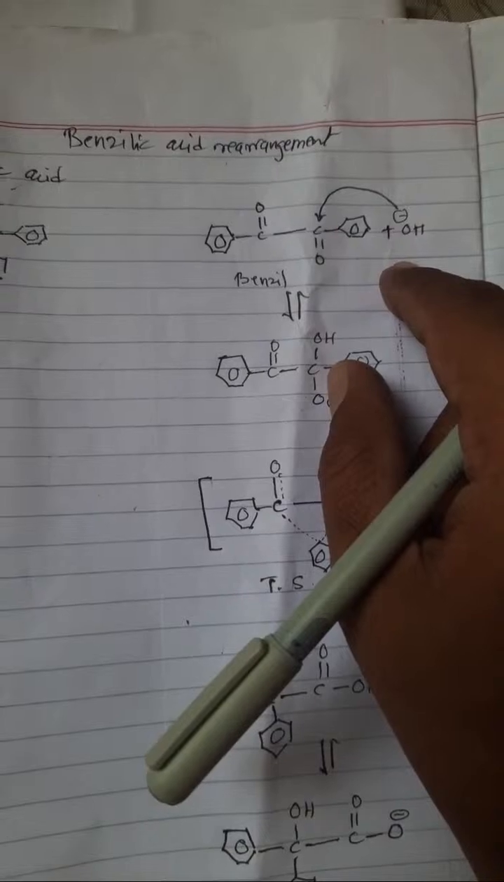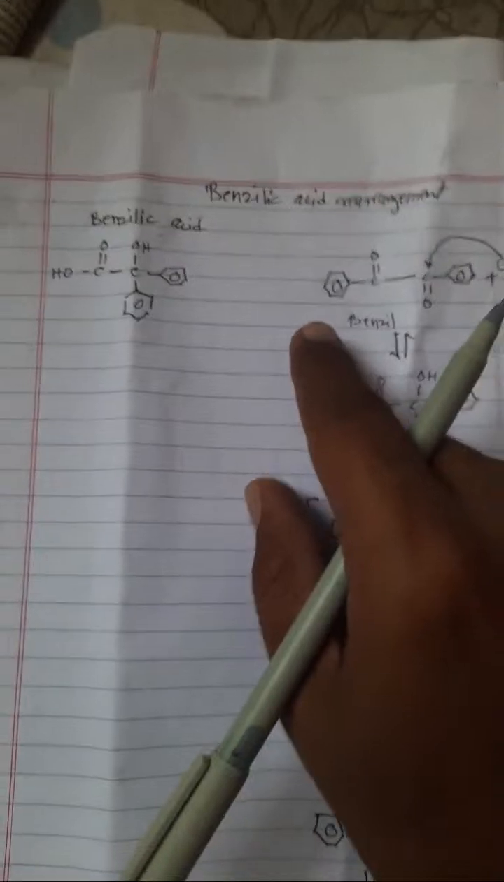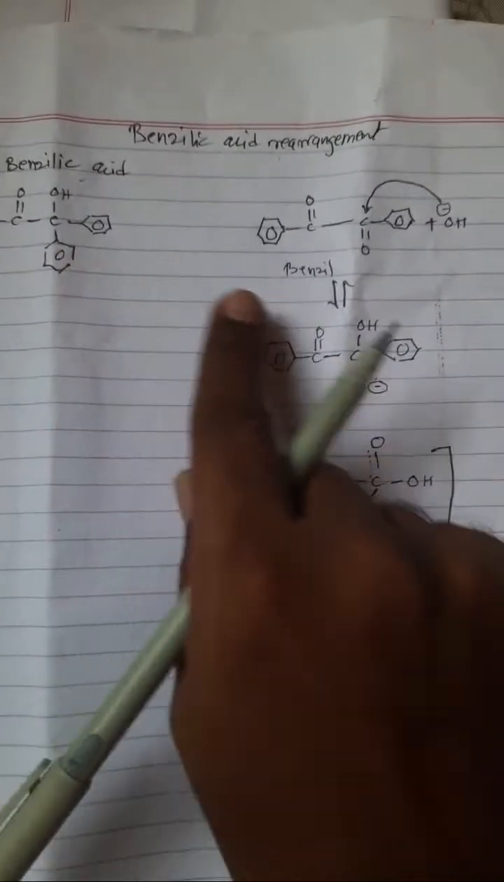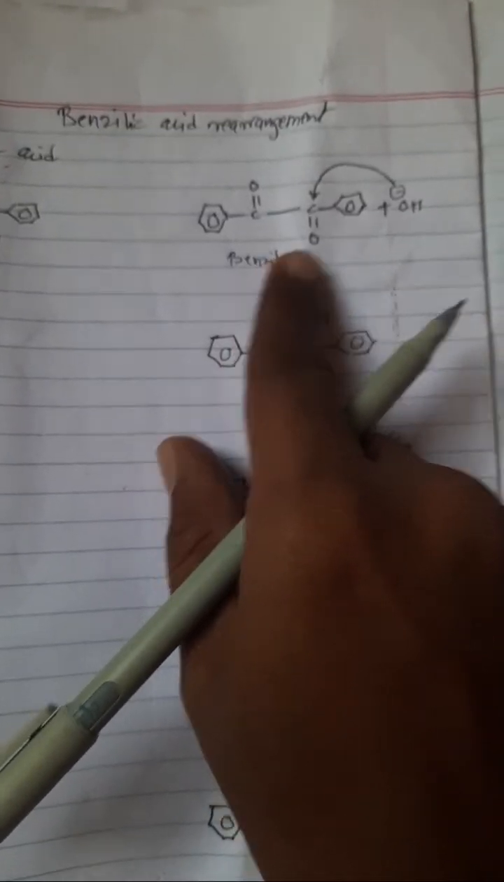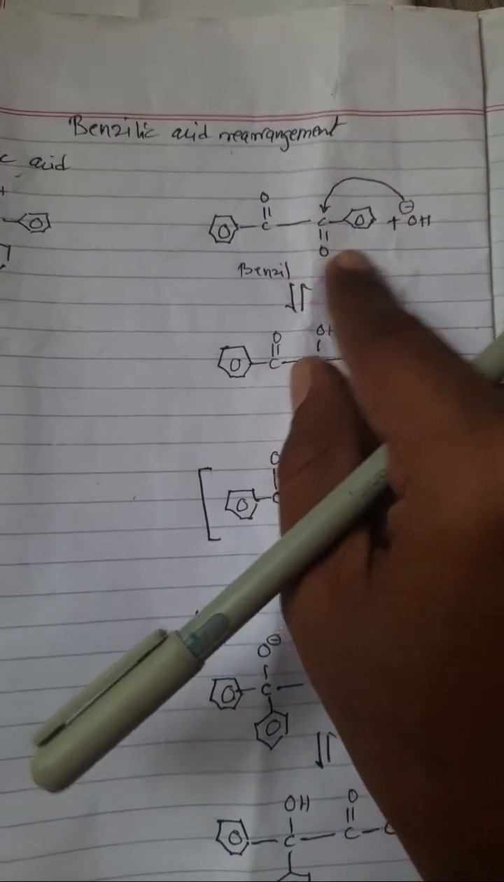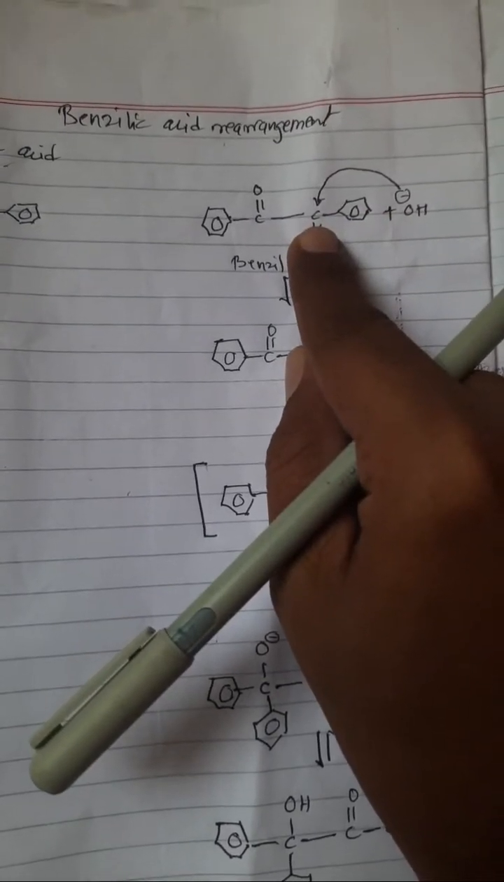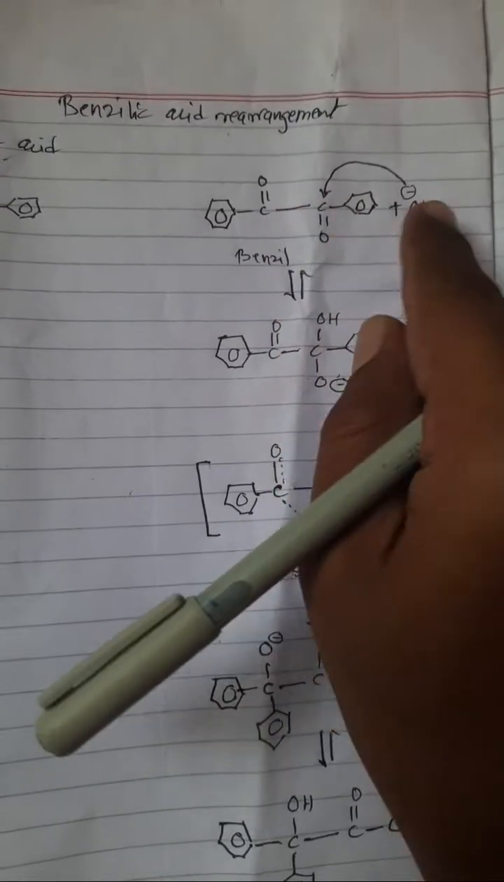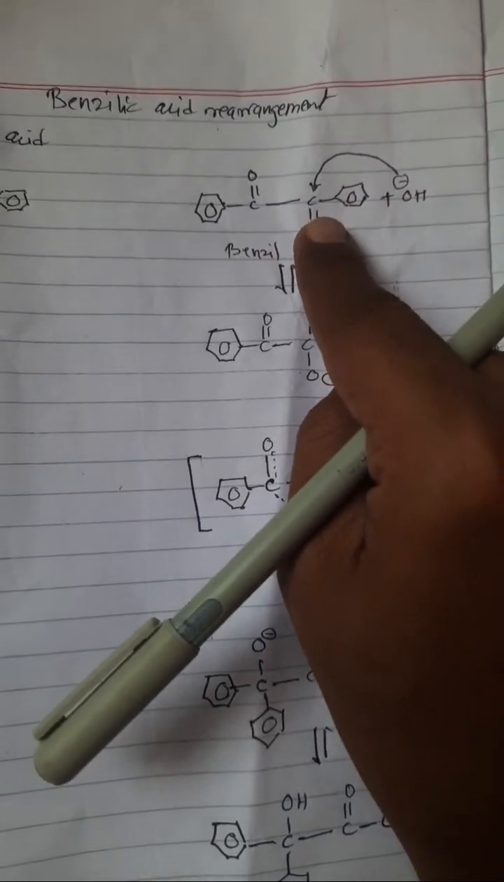How is it prepared? It is prepared with the help of a strong base like potassium hydroxide or sodium hydroxide. So this is what we want to have. We are using a strong base, and the first step of this reaction is the attack of O minus of this strong base on the electron deficient carbonyl carbon. It can attack this carbon also, so we are considering this carbon here.